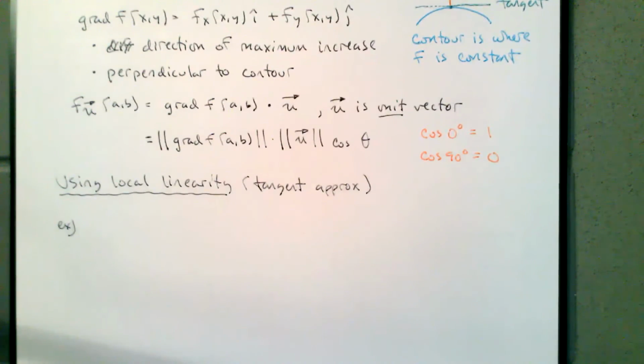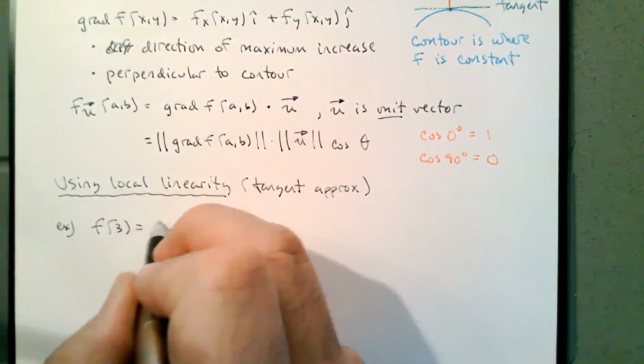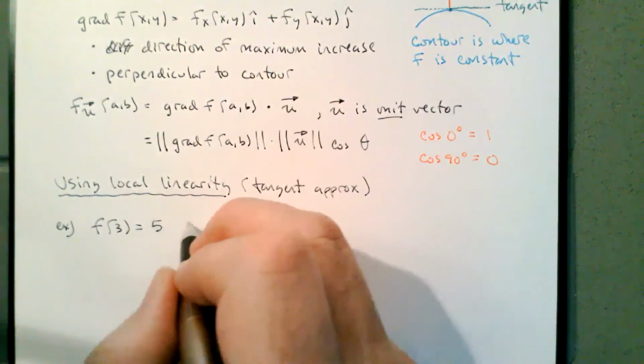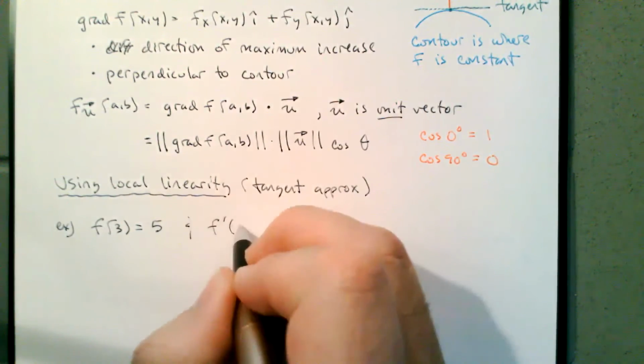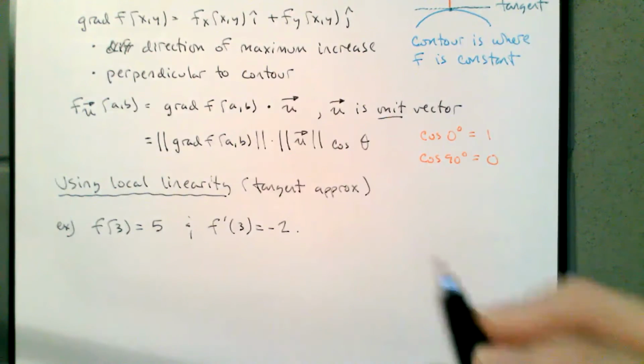So let's suppose that f of 3 is equal to 5. And let's further suppose that f prime of 3 is equal to -2. We know the value of a function at a point, and we know the direction that the function is headed at that point. We know the derivative at that point. We can use this information to approximate f of, say, 3.1, something close to the value of 3.